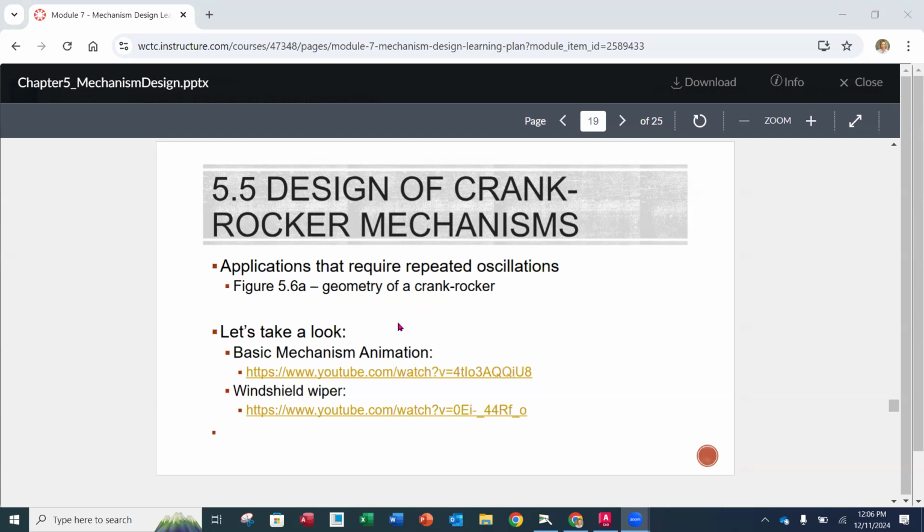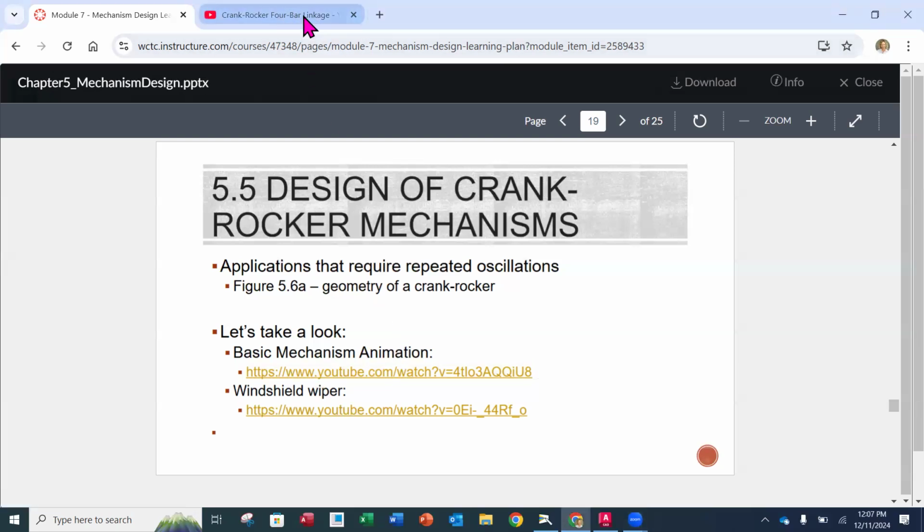A crank rocker just means that instead of a slider being linear on our output like we've seen in the previous two types, we're now going to see on our output, link number 4, oscillating back and forth. We've seen many of these in the early parts of kinematics, but now we're going to look at how we do that reverse engineering, or designing from the function. So let's take a quick peek at the basic mechanism animation here.